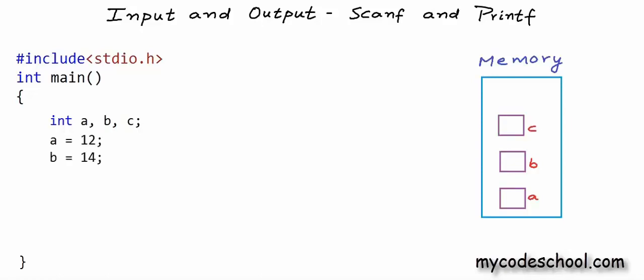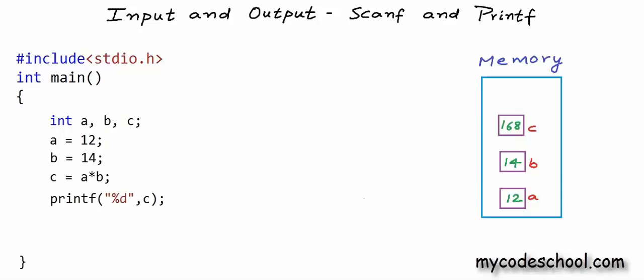Now I have written two statements to fill in values in a and b. I am filling in 12 in a and 14 in b. And now with this statement, c equal a asterisk b, I'm calculating the product of values stored in a and b. Asterisk is the symbol for the multiplication operator, and we are filling in the product of a and b in c. And now we can print the value in c using printf.